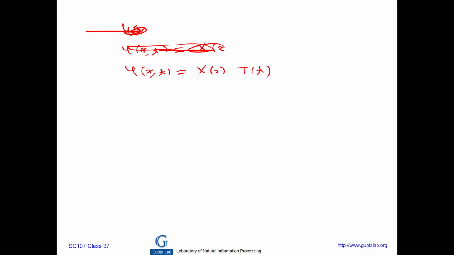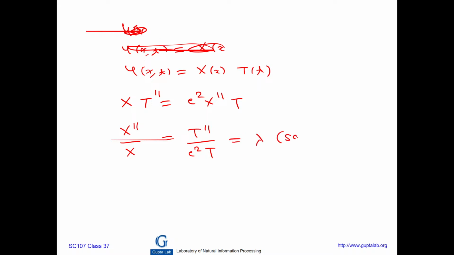Okay, product of two functions, just substitute. You will get x times t double prime is equal to c square x double prime t, or we will get x double prime divided by x is equal to t double prime divided by c square times t. Here double prime in t means differentiation with respect to t, right? The second variable. Suppose this is constant.